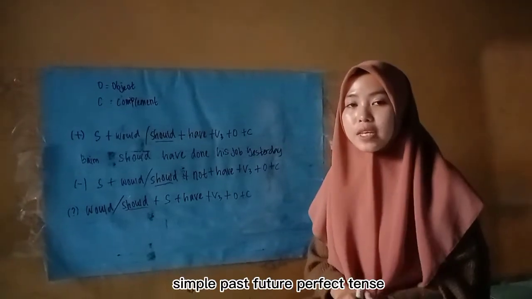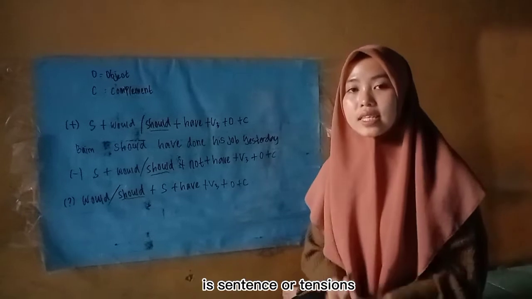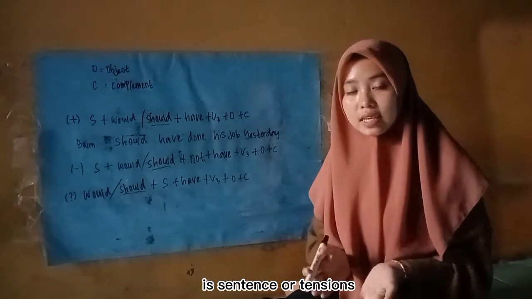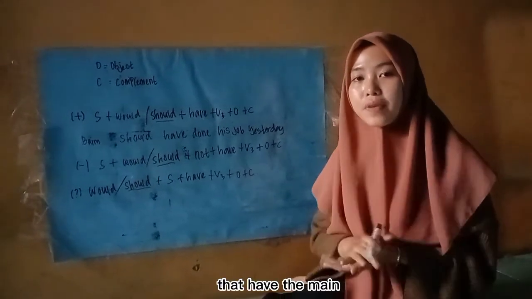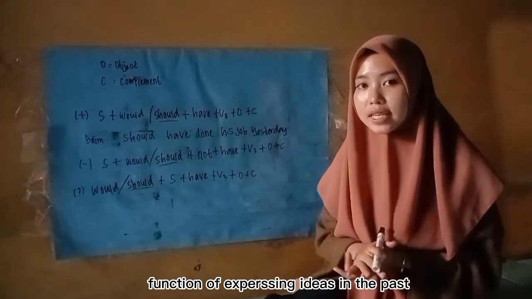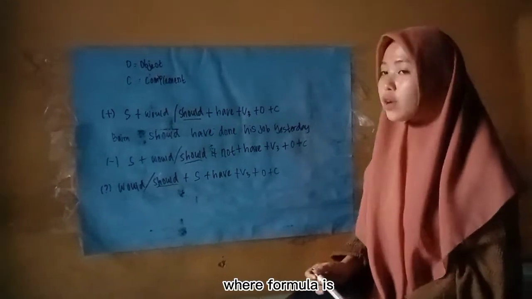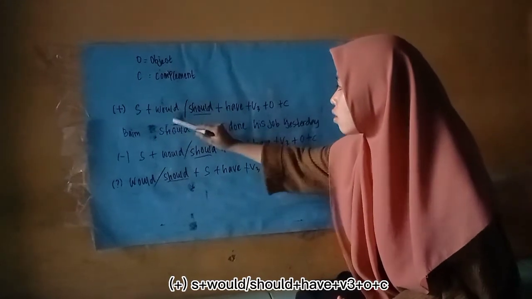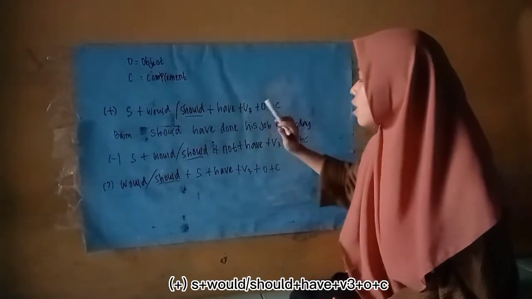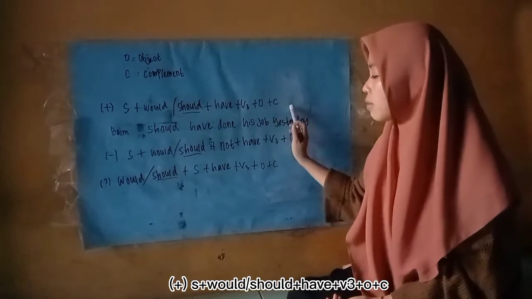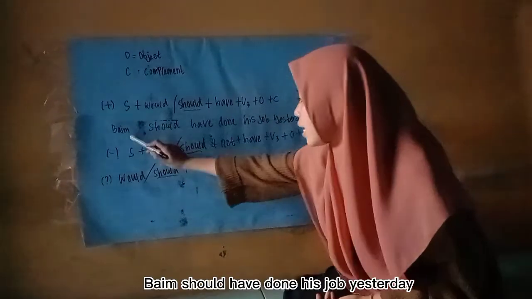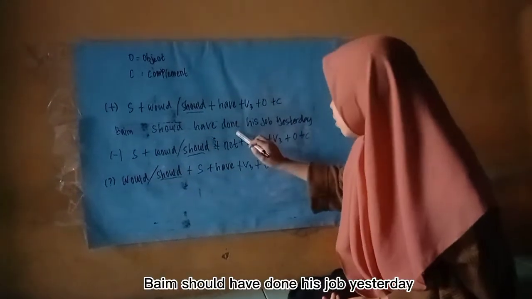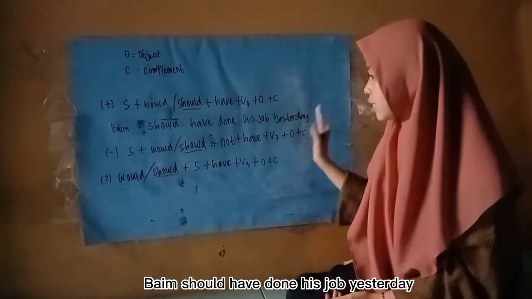15. The simple past future perfect tense is a sentence or tense that has the main function of expressing ideas in the past, where the formula, positive, is subject plus would or should plus have plus verb 3 plus object plus complement. Example is: Baim should have done his job yesterday.